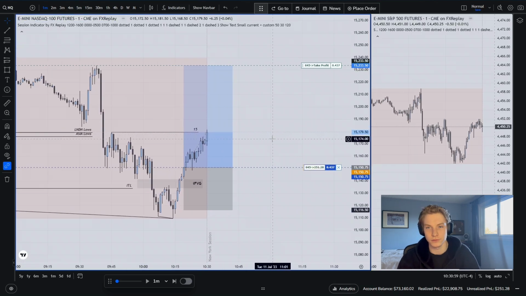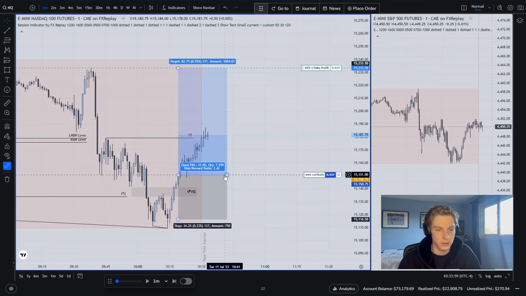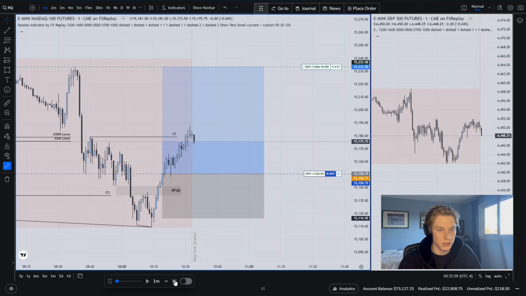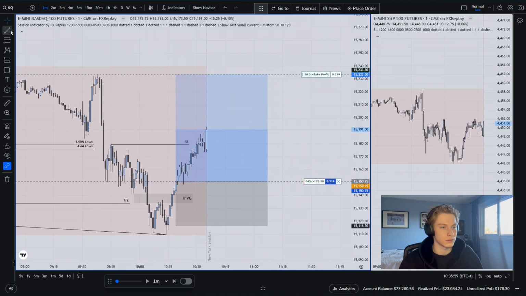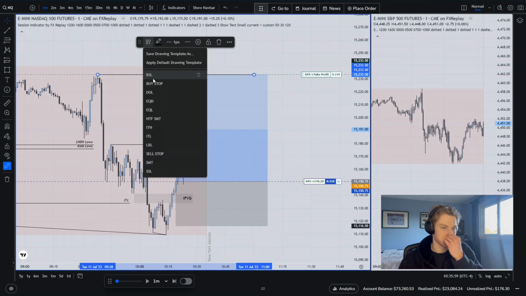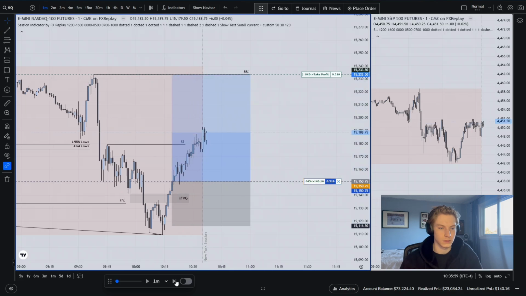So guys, follow your rules. This is easy. If this goes to break even now, boo-hoo. But I will be taking partials at 1-to-1 right here, and I will be holding until this buy side. All right, let's play it out.